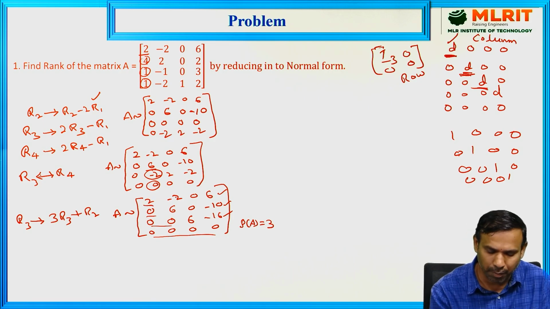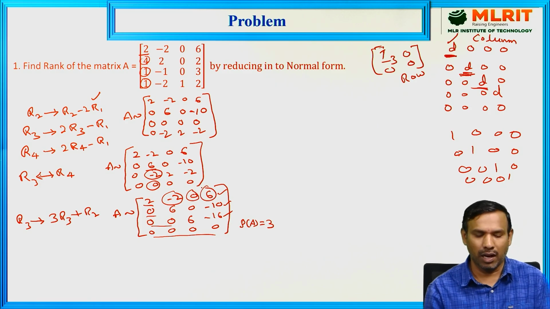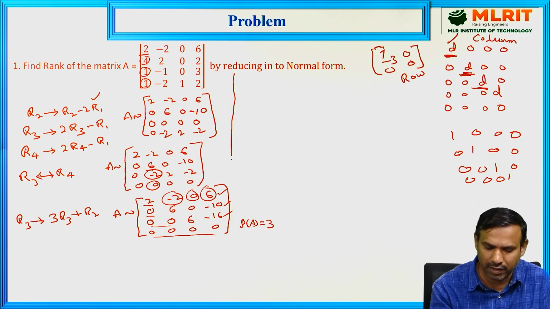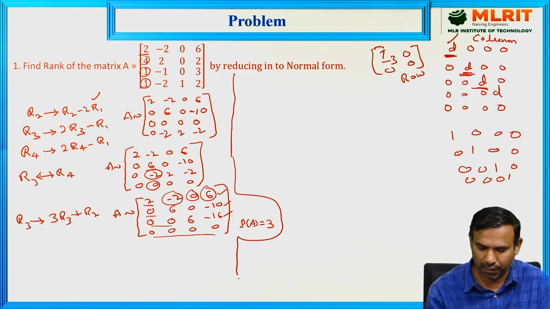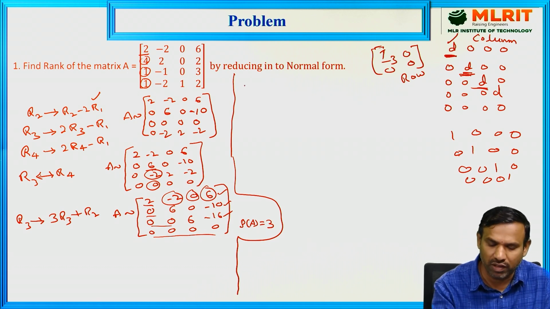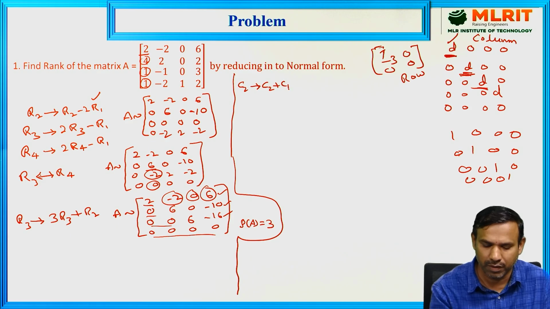Using C1, make C2 element 0, C3 element 0, C4 element 0. Now we are using column operations. Here I am writing, right? Here C1, C2. Using C1 we are making C2 implies C2 plus C1. Then minus 2 plus 2, 0. C3 is already 0. Only C4 we have to change. C4 implies C4 minus 3 C1, since this is also 6.